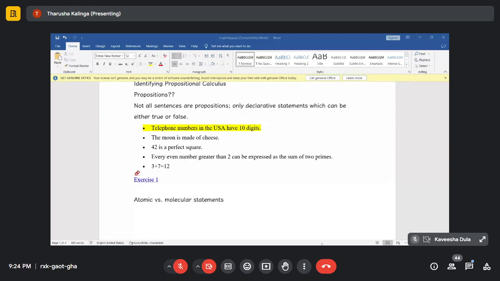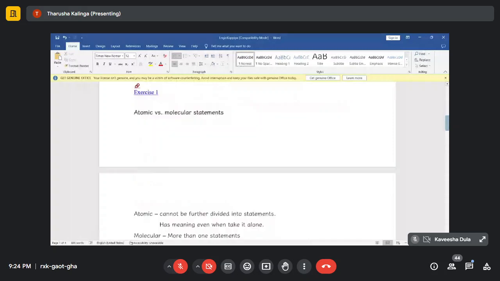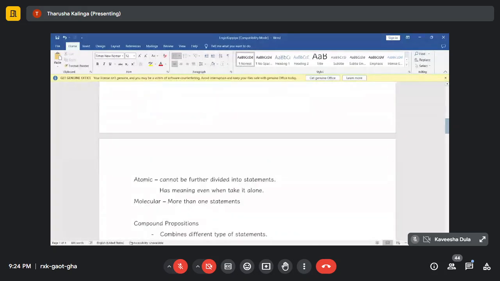Okay. And the next one, atomic versus molecular statements.